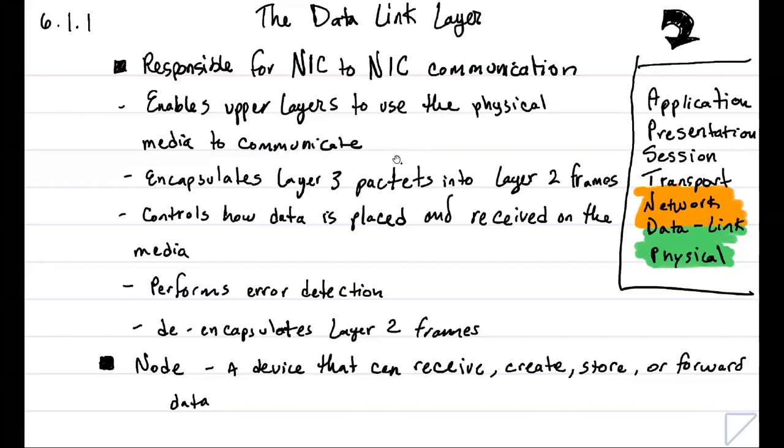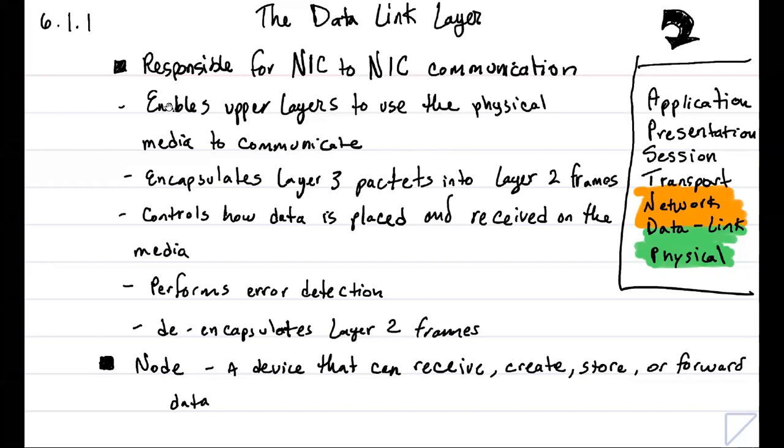Okay, that should be enough of a refresher. Let's move on to chapter 6, and this is all about the data link layer. Now, one thing we're going to see is that the data link layer has 2 sublayers, the LLC sublayer and the MAC sublayer. All right, so let's get started.